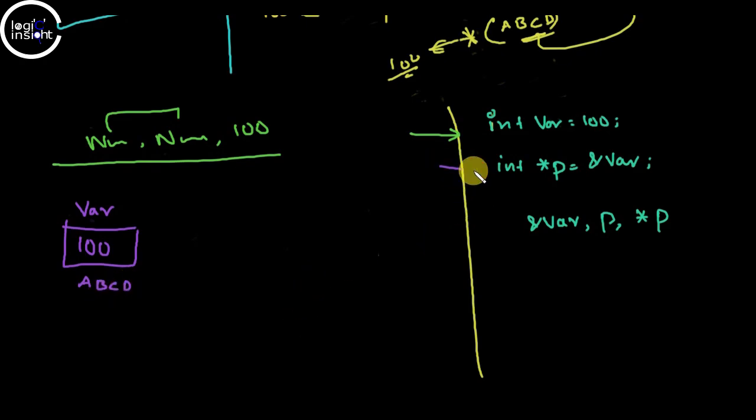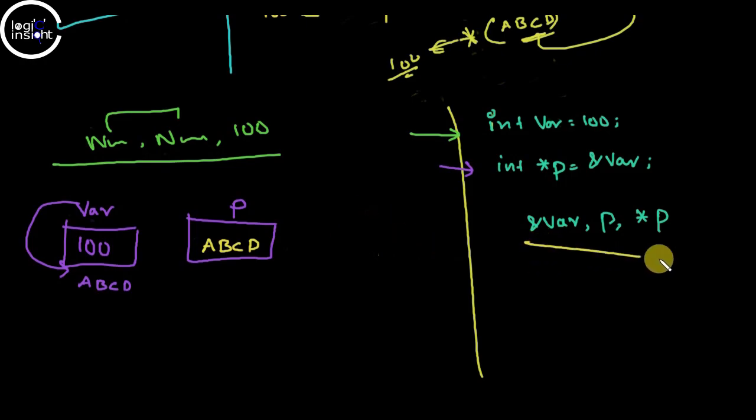Now the second statement says that there is a variable which is of pointer type. In that I have stored the address of that var. So here it is a var. The address of this var is abcd. This is the second statement, and after that I have printed all these values.